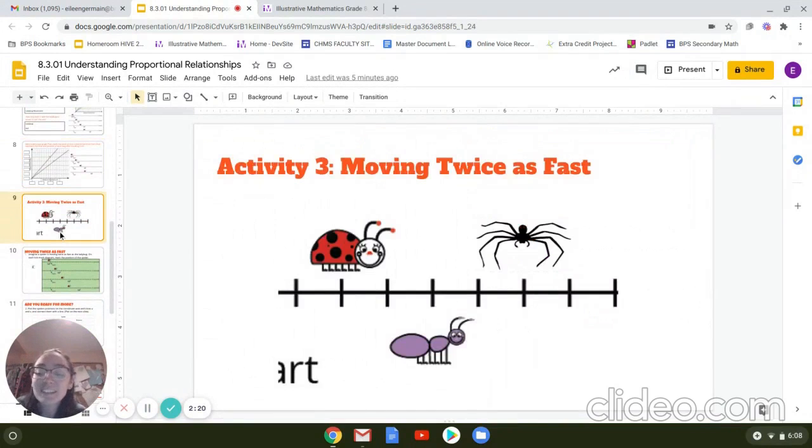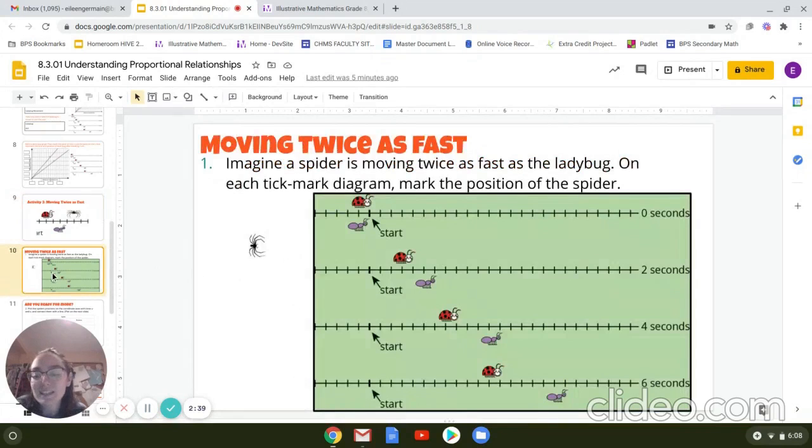It's actually called activity number 3 because activity 1 was our warm-up, activity 2 was the first part of this, and so now we're going to be taking a look at this next activity, moving twice as fast. Okay, so once again, I said we're going to be dealing with this ladybug and this ant again, but we're going to be throwing another insect in this time. So let's take a look at what it's asking us to do here. So it says moving twice as fast, okay?